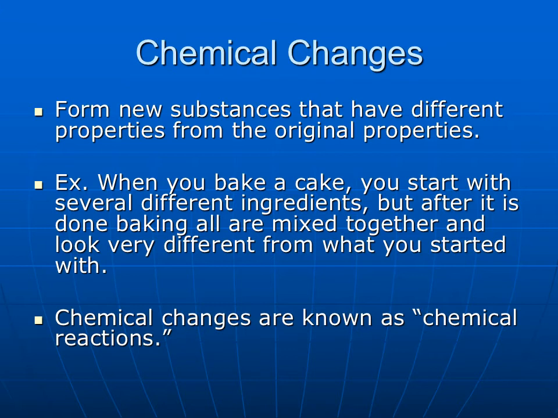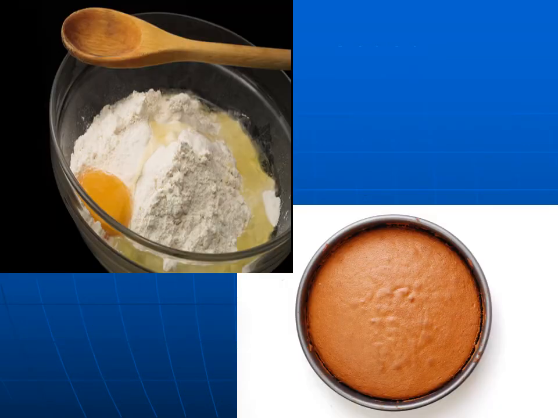I like the cake baking example because it's easy to understand. When you first bake a cake, you start with several different ingredients. After it's done baking, though, all the ingredients are mixed together and look very different from what you started with. Chemical changes are also known as chemical reactions. When you bake a cake, you have flour, butter, sugar, milk, all sorts of different ingredients that, when mixed together, it is not easy to see what the original ingredients were because a chemical reaction has taken place.